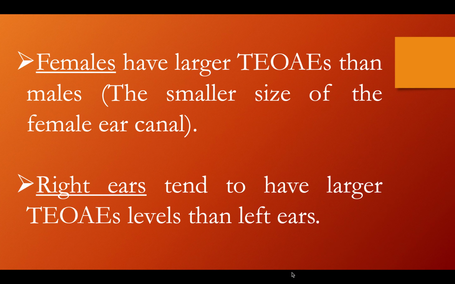Females have larger transient evoked otoacoustic emissions than males, due to the smaller size of the female head and ear canal. Right ears tend to have larger transient evoked otoacoustic emission levels than the left ear.